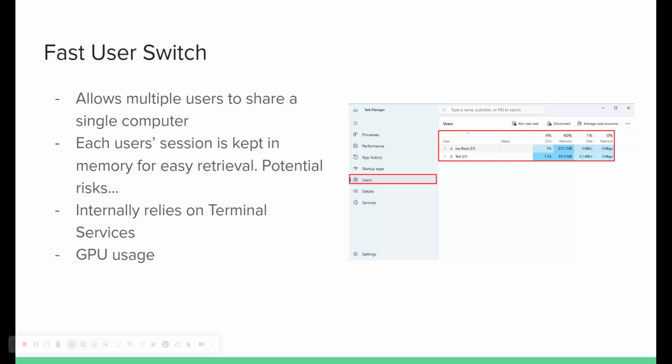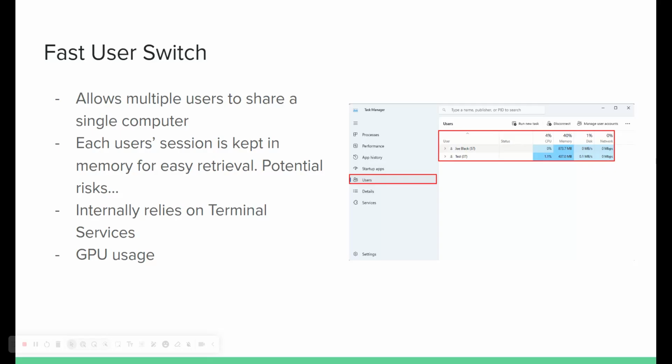Now we're going to talk about fast user switching, or fast user switch as the formal term. Essentially, it's just allowing multiple users to share a single computer. So, for example, myself and Charlie can both be logged into one computer at the same time and switch back and forth between our sessions. This makes it easy to retrieve our user session because it's kept in memory.